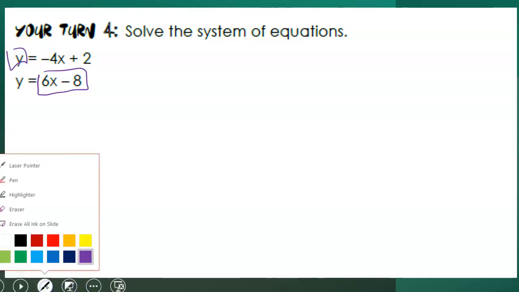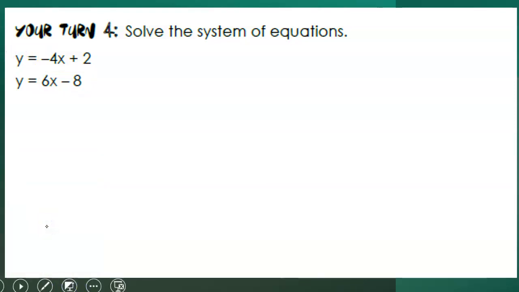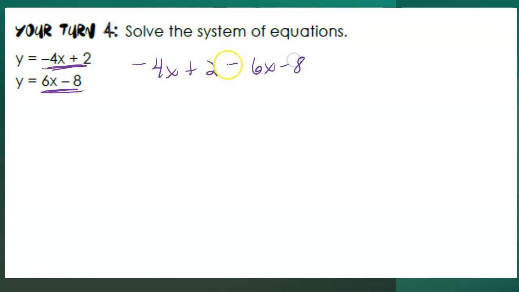Either way that you do it, what you're really doing is you're setting these two expressions, negative 4x plus 2 and 6x minus 8, equal to one another, either way you look at it. Okay, so go ahead and pause your screen, finish this one out to solve for x, plug back in to solve for y, and then unpause to see how you did.